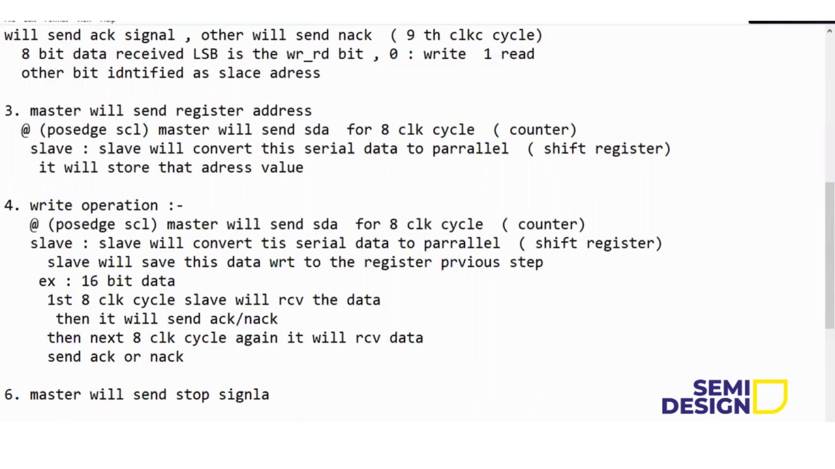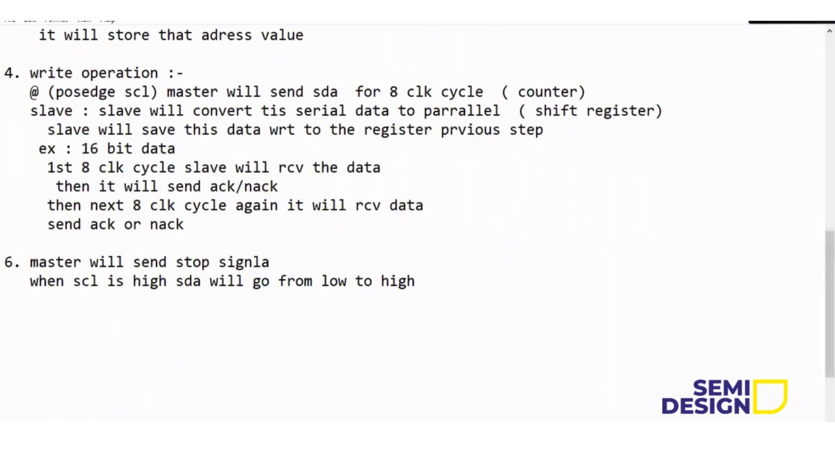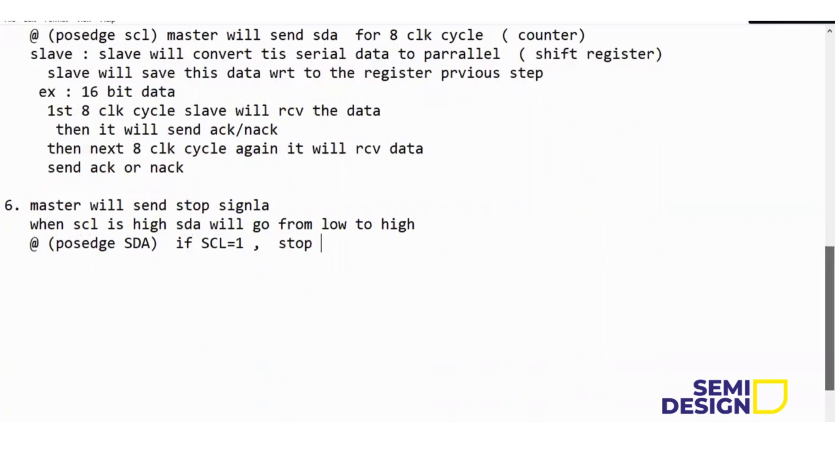So what is the stop signal? When SCL is high, SDA will go from low to high. Opposite of start. Low to high. So that means at the positive edge of SDA, SCL equal to 1, then it is the stop. So when slave receives the stop signal, it will stop all the transactions.